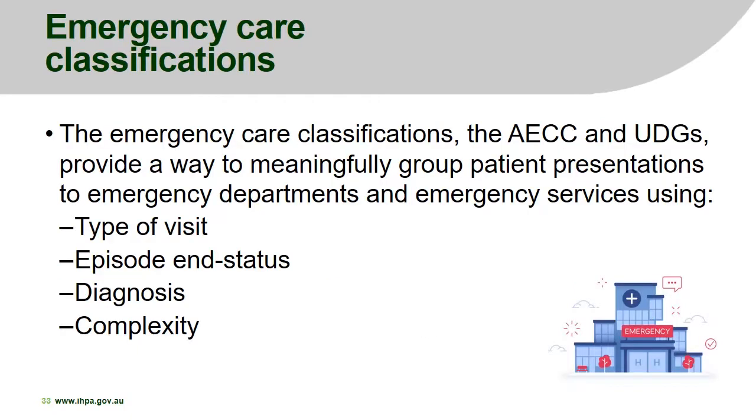IHPA has 2 classifications for emergency care, the Australian Emergency Care Classification for emergency departments and the Urgency Disposition Groups for emergency services. Emergency department care is classified using type of visit, episode end status, diagnosis and complexity, whereas emergency services only uses type of visit, episode end status and complexity.